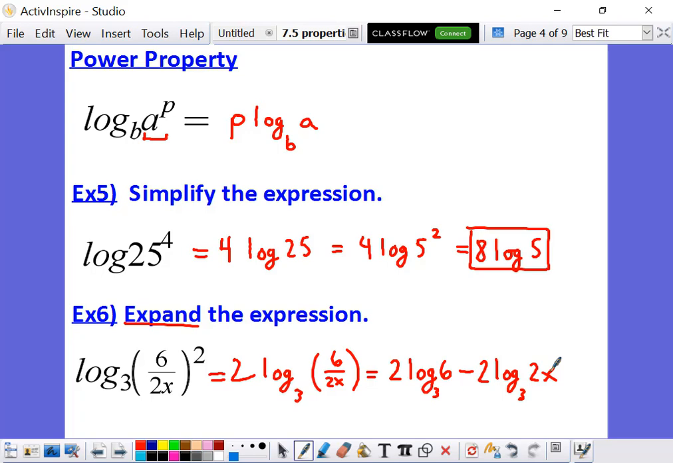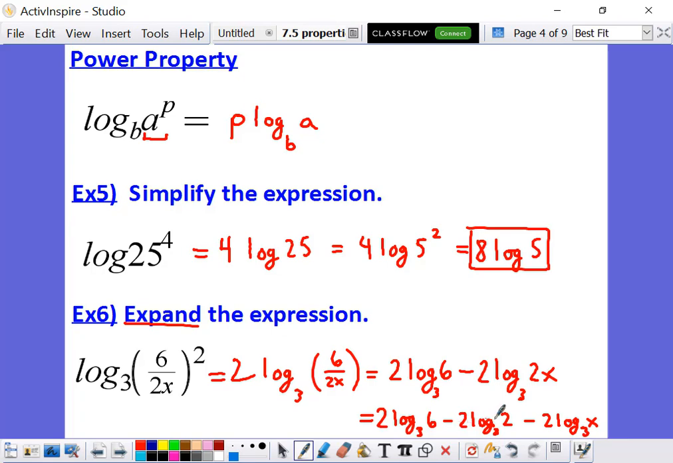Then from there, I can split this up, this 2x, into 2 more logs using the product property. Now be careful here, because when you split this up, you have to distribute the negative sign. So it's actually going to look like this: 2 log base 3 of 6 minus 2 log base 3 of 2 minus 2 log base 3 of x.